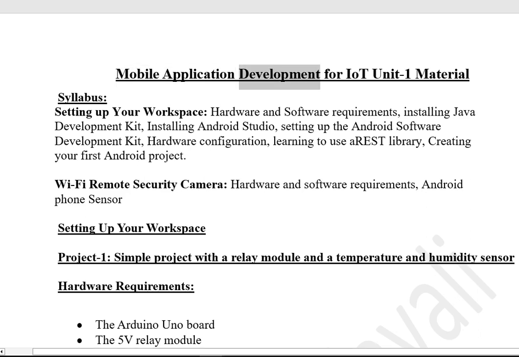Mobile Application Development for IoT, Unit-1 Material. Syllabus: setting up your workspace, hardware and software requirements, installing Java Development Kit, installing Android Studio, setting up the Android Software Development Kit, hardware configuration, learning to use the aREST library, creating your first Android project.